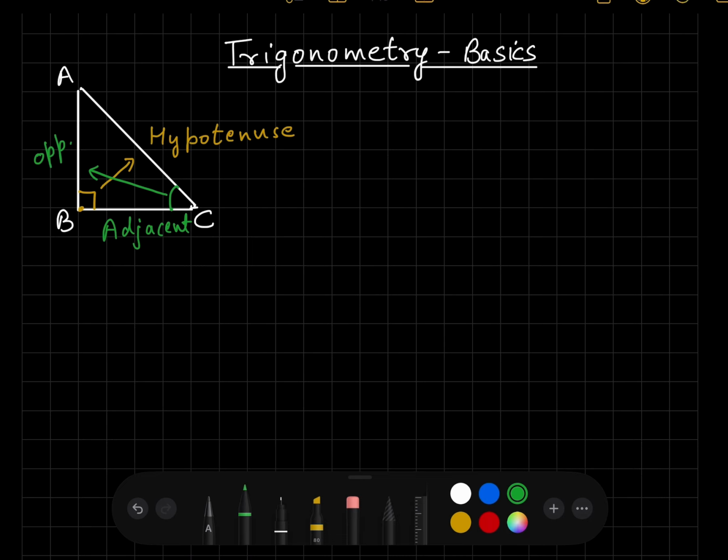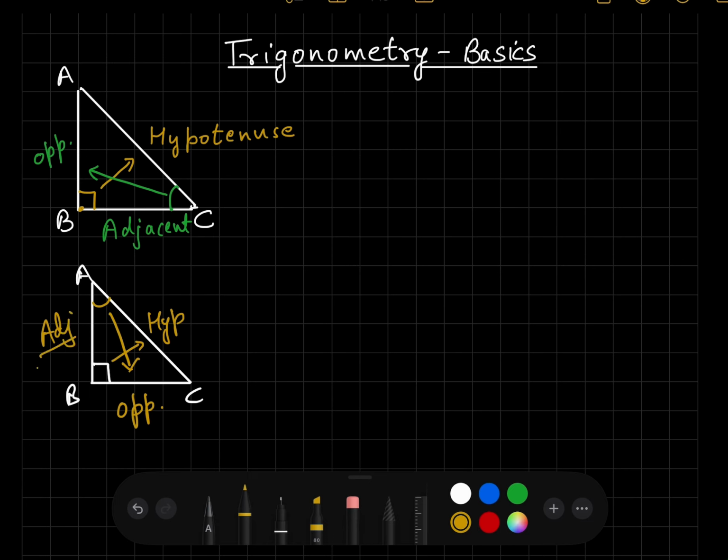If I take any other triangle, like this is my triangle A, B, C, my 90 degree angle is here, and I am taking this angle A. Opposite to this angle is my side BC, so this will become my opposite. Opposite to 90 degrees is my hypotenuse, and then this side would be my adjacent side. That way you can identify which one is hypotenuse, which one is opposite, which one is adjacent.